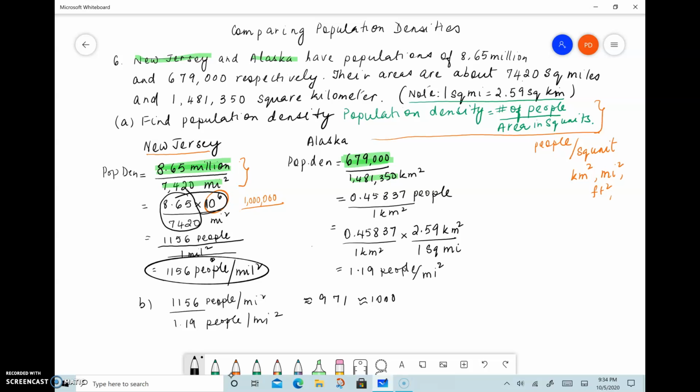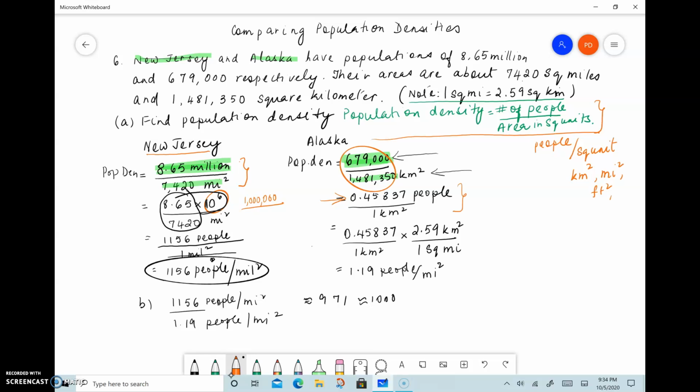Now we look at Alaska. The population of Alaska is 679,000 divided by the area, which is 1,481,350 square kilometers. We use the calculator and we simplify it to get 0.45837 people per square kilometer.